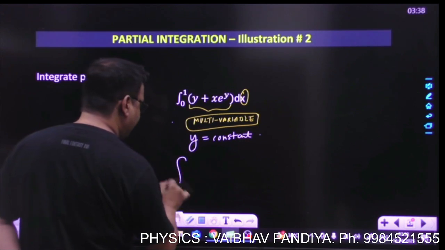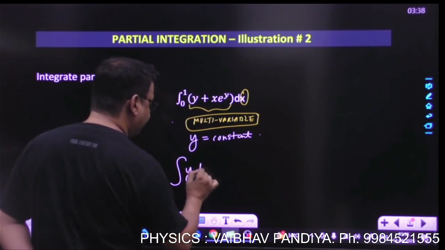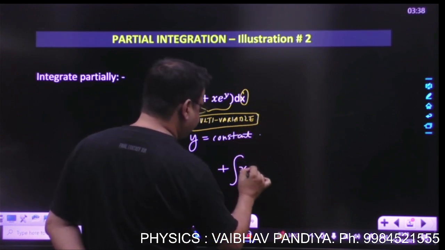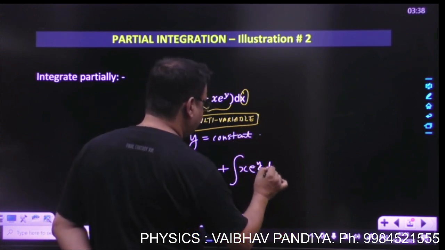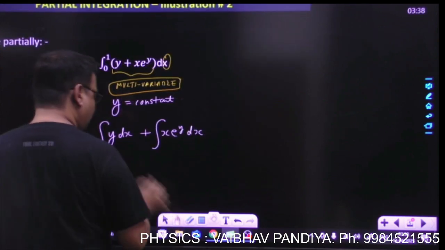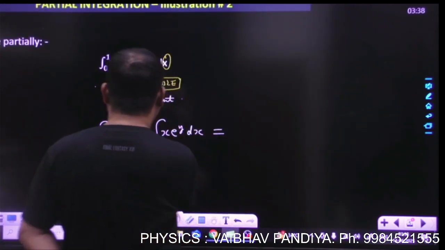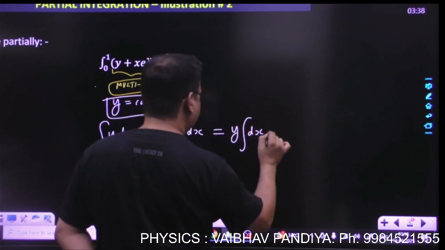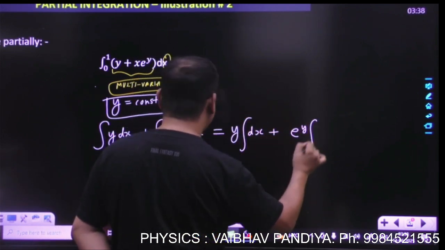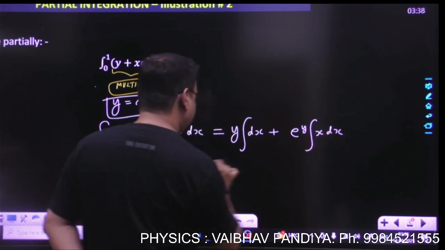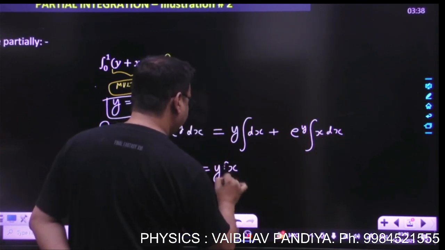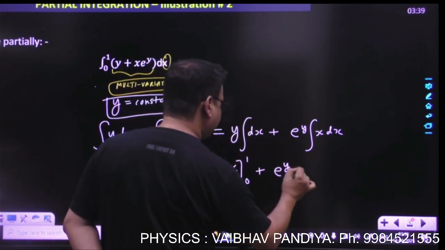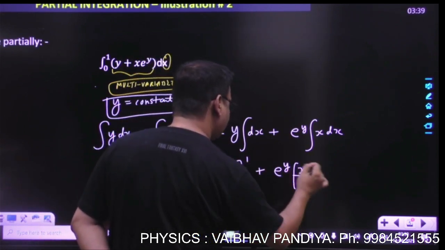So x will be treated as a variable and y will be treated as a constant, correct? So I will write integral of y dx. I'm just breaking the integral and I will be putting the limits in the last step. Okay, e to the power y, x dx. So y is treated as a constant, so y will come out of the integral. So what is left is dx plus e to the power y will come out. What is left is x dx. So your answer will be y, and this will be x within the limits. Now put the limits from 0 to 1 plus e to the power y will get x square by 2 from 0 to 1.